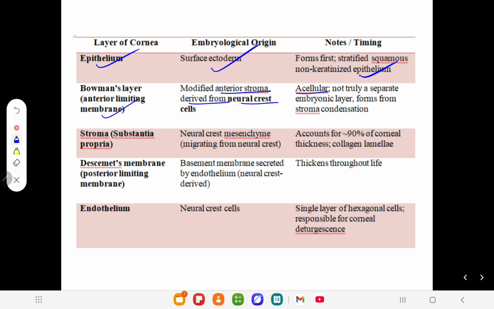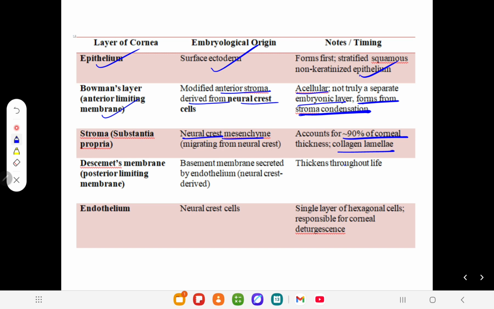So acellular, yes, definitely Bowman's layer is acellular, not truly separated from the embryonic layer, not truly separated from any other layer, and forms from the condensation of the stroma, isn't it? Okay. So stroma, which is another name, is substantia propria. So basically, neural crest mesenchyma is the main origin. Basically, migrating from the neural crest, they account for 90% of the corneal thickness, isn't it? Collagen lamella. 90% of corneal thickness is basically stroma.